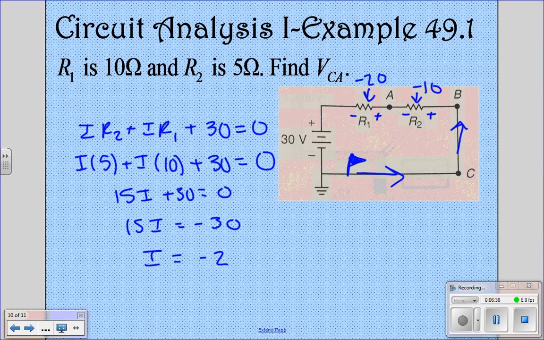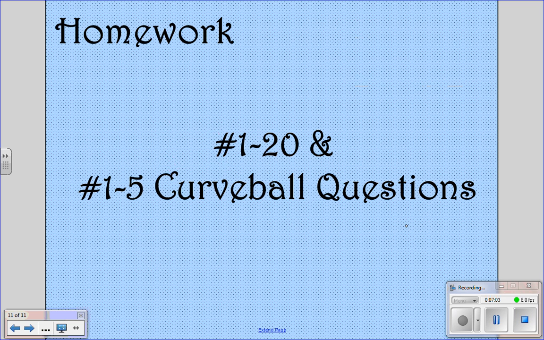And then we're looking at the voltage from C to A. So if we're going from C to A, the voltage that we go across is a negative 10. And so V sub CA would be negative 10 volts. Okay, so that's how that works. So your homework is numbers 1 through 20, and then make sure to look at the curveball questions. Do those tonight so we can go over any questions you have tomorrow.